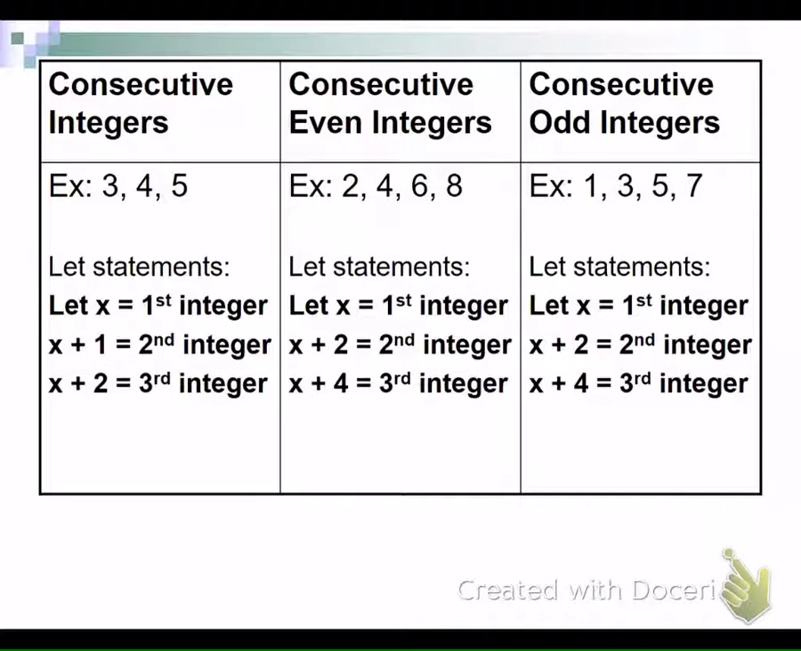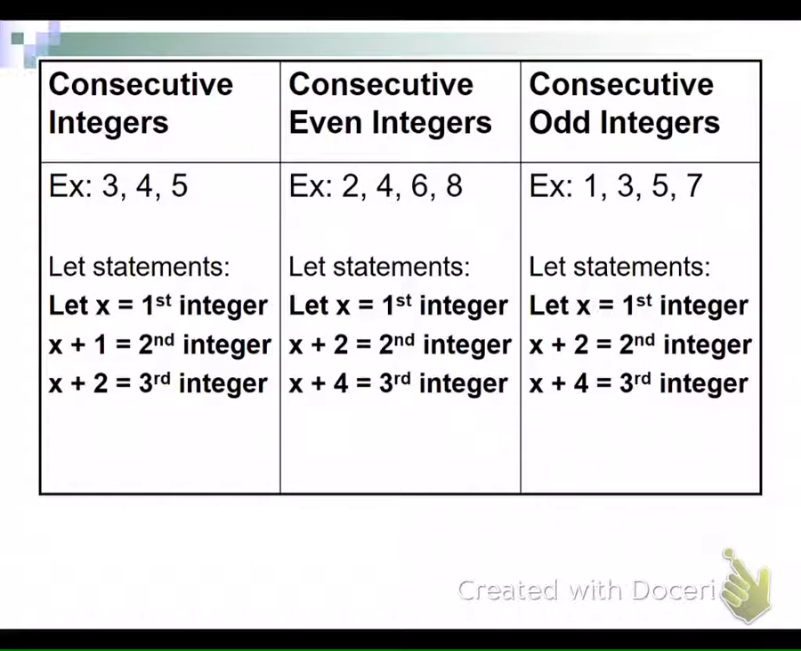So the word consecutive is right in a row. Consecutive integers are just integers that are right in a row. So like 3, 4, 5 would be consecutive integers. Consecutive even integers are even numbers that are right in a row: 2, 4, 6, 8. Consecutive odd integers are odd numbers that are right in a row, like 1, 3, 5, 7, 9, 11, and so on.